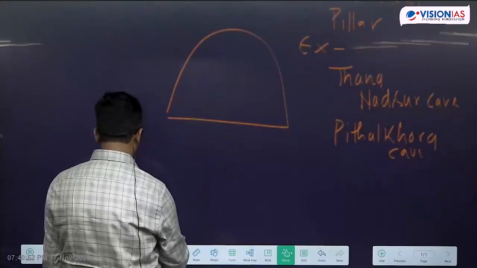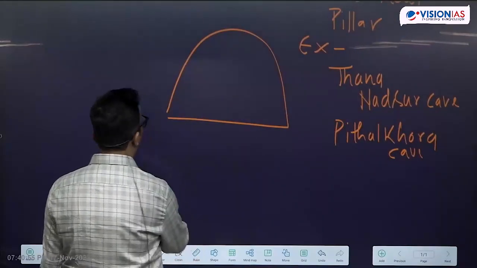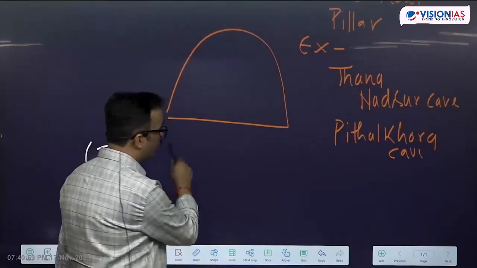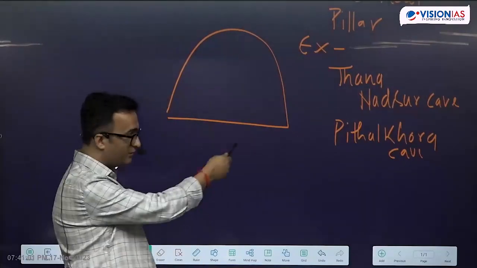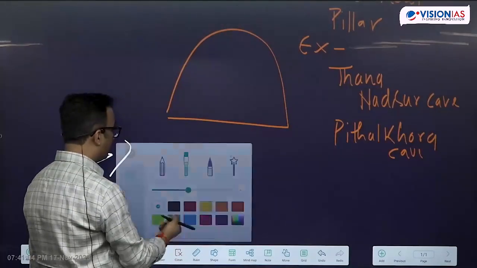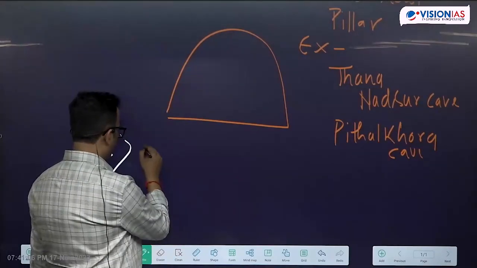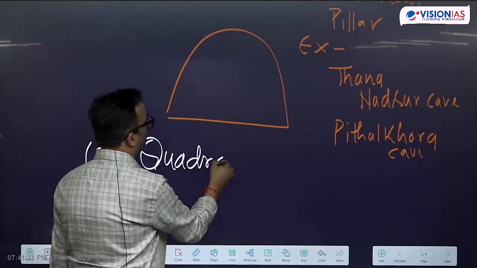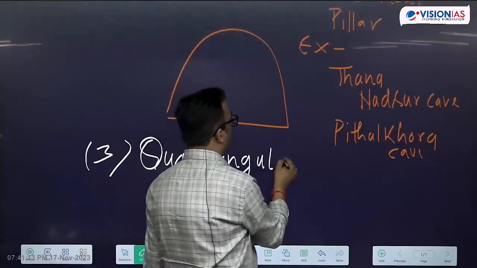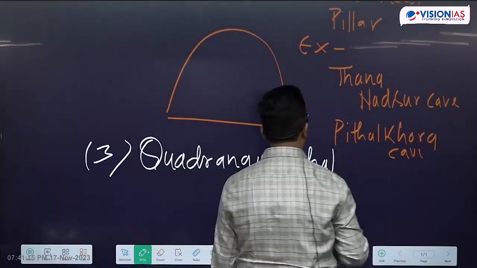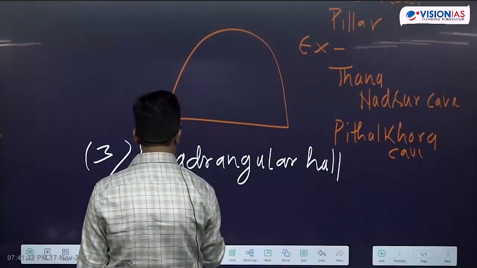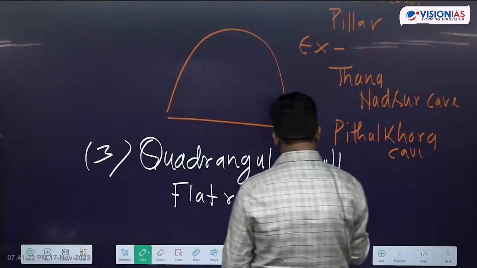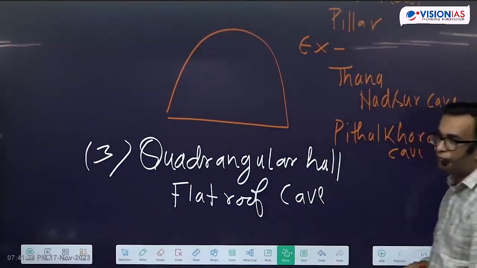So now let's come to the third cave. It's easy. We are writing the structure here and then the examples of the structure. Purpose comes after this. So the third one you write: quadrangular hall, flat roof cave.